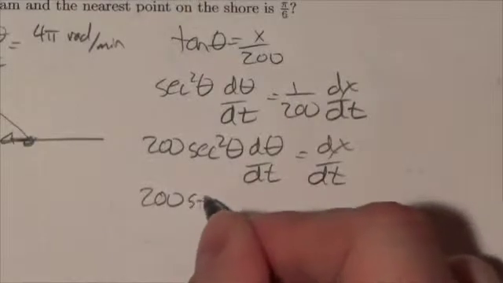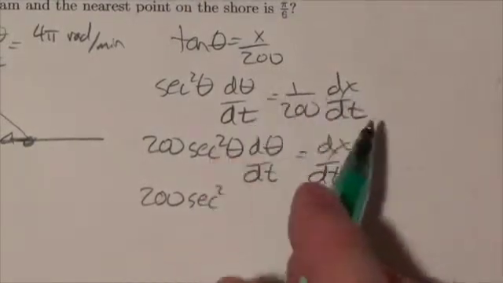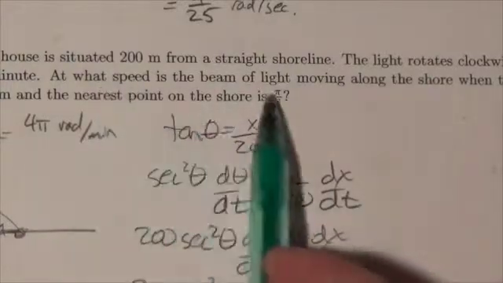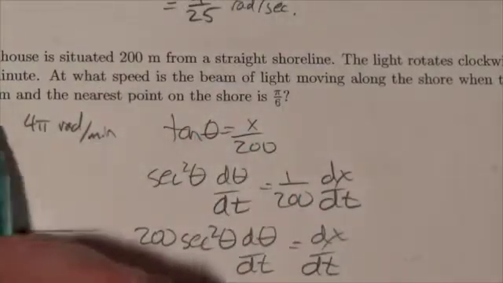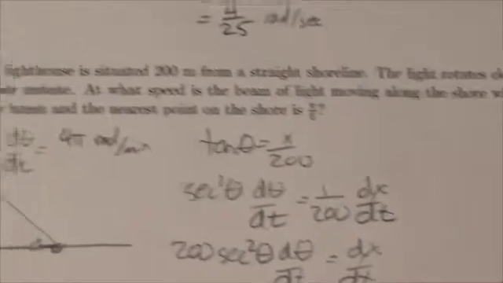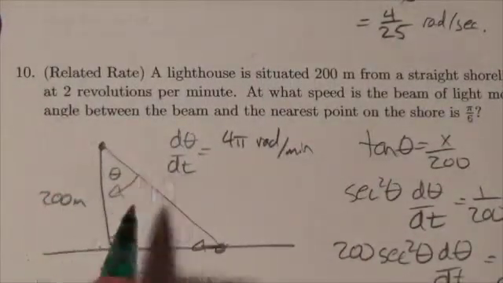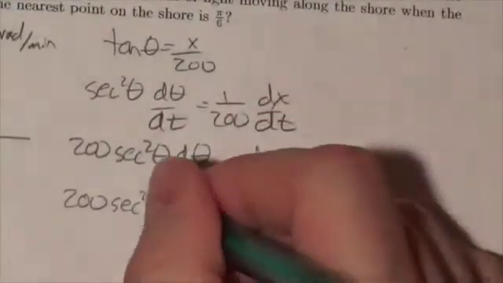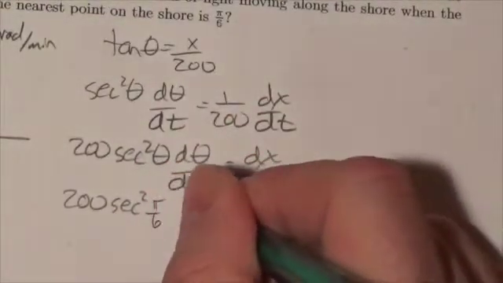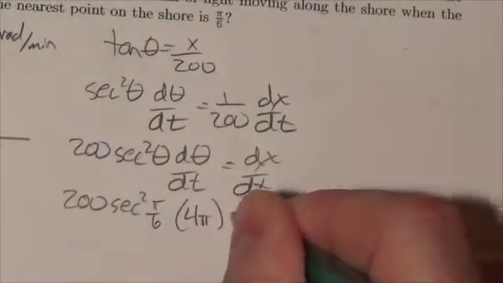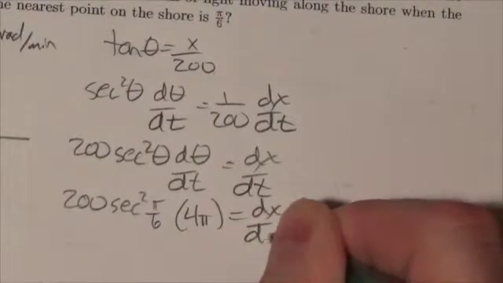We also know that at the point that we're interested in, the question says, at what speed is the beam of light moving along the shore when the angle between the beam and the nearest point on the shore, so the angle between the beam, the hypotenuse, and the nearest point on the shore, is pi over 6. So now we plug in pi over 6 for theta in the secant, and d theta by dt we've discovered was 4 pi. This will be dx by dt.